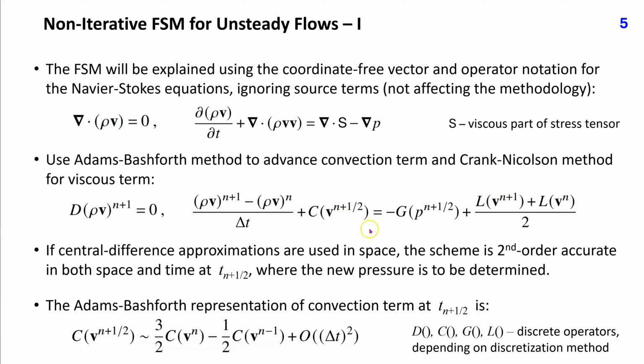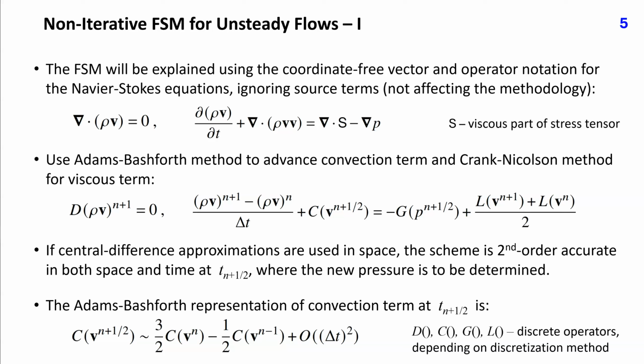Discrete operators C, G, and L are used to denote discretized convection, pressure, and viscous terms, respectively. Which approximations are used when discretizing these terms is not important, which is why we are not dealing with these details here. Examples will be given in slides 15 to 21. Thus, the set of equations which we aim to satisfy at the new time level Tn plus 1 is given here. If central difference approximations are used in space, the scheme is second-order accurate in both space and time at Tn plus 1/2, where the new pressure is to be determined.